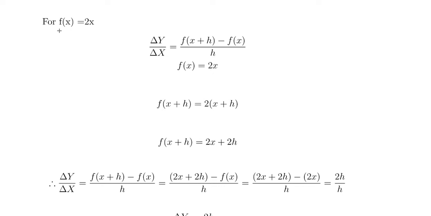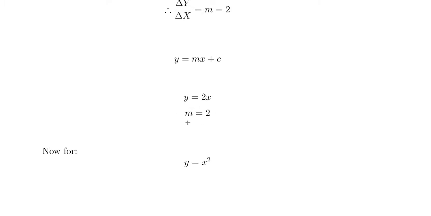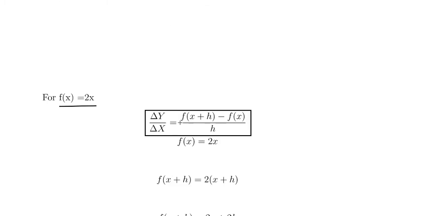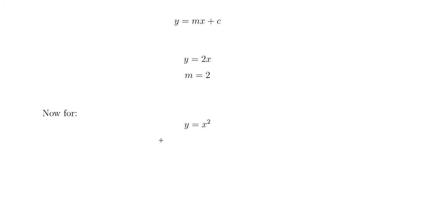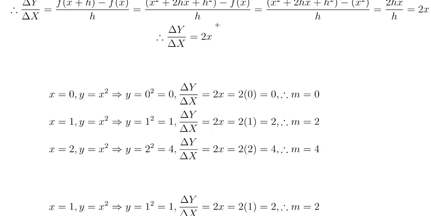Alright, we looked at f(x) = 2x, and what we did was we calculated the gradient dy/dx by way of utilizing the formula [f(x+h) − f(x)] divided by h, and what we found was the gradient was 2, which we were comfortable with. We also then looked at y = x squared, and we used the same system, went through all the steps to find that the gradient was 2x.